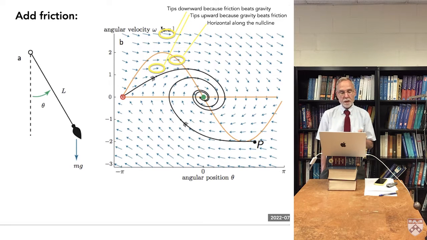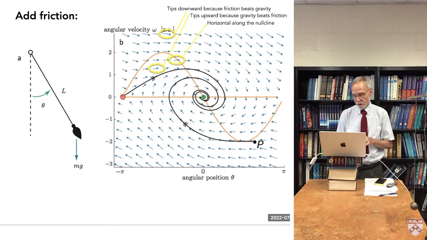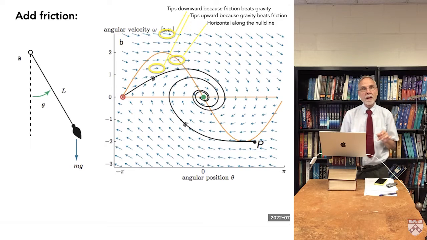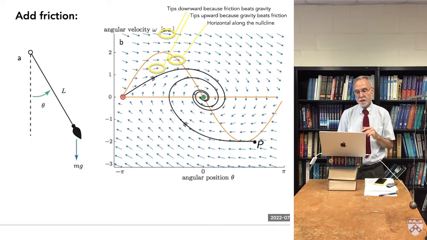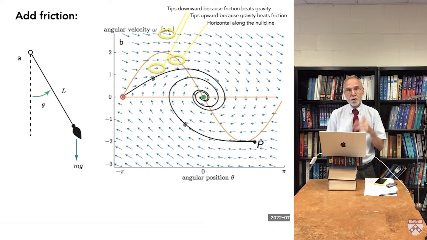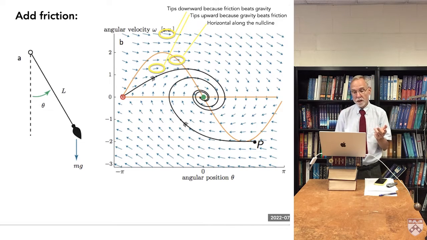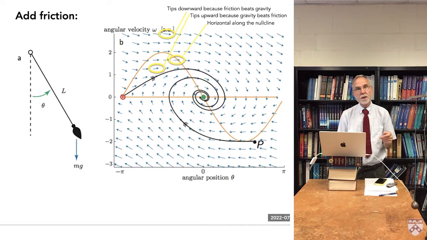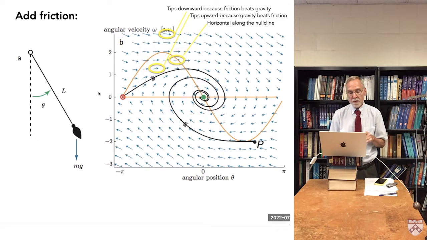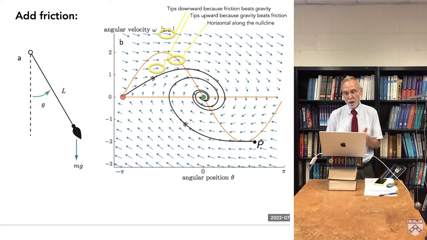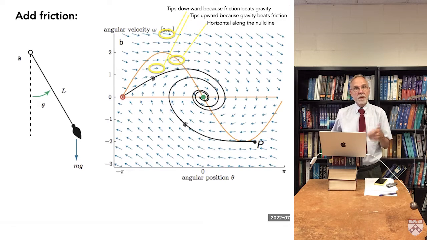Up here, there's an arrow that's tipping down. Friction is dominating over gravity at that one. And right at the sweet spot in between them, friction and gravity are exactly balancing, and this vector is horizontal. I already gave a name to the locus of all the points where the vectors are horizontal. I called it the nullcline. So this S-shaped orange curve is one of the nullclines. The other nullcline is unchanged. If omega is 0, that means theta is momentarily not changing. That nullcline didn't change. But there are two nullclines, and now we can look for their intersections.